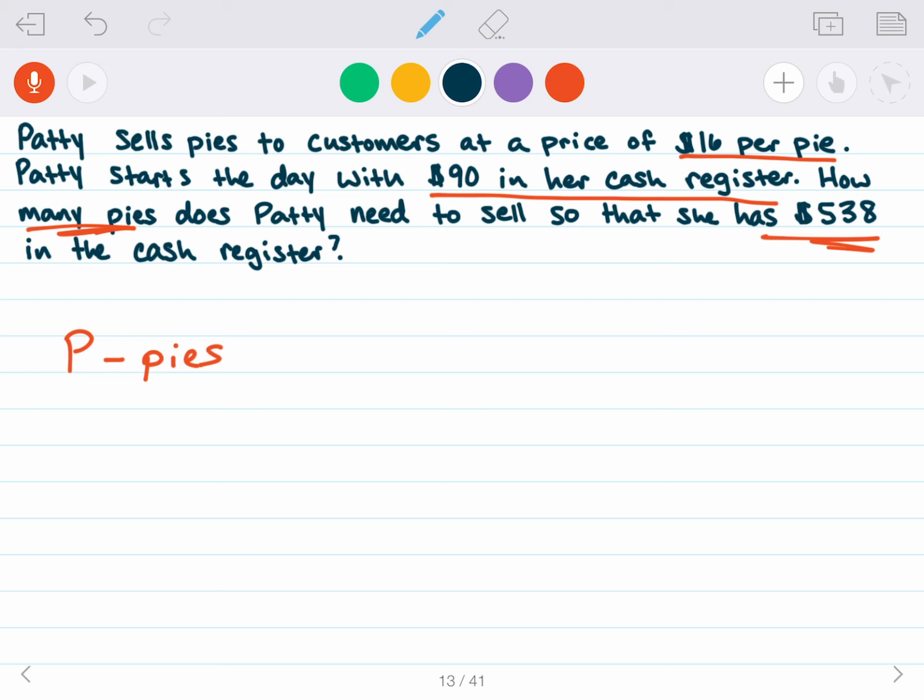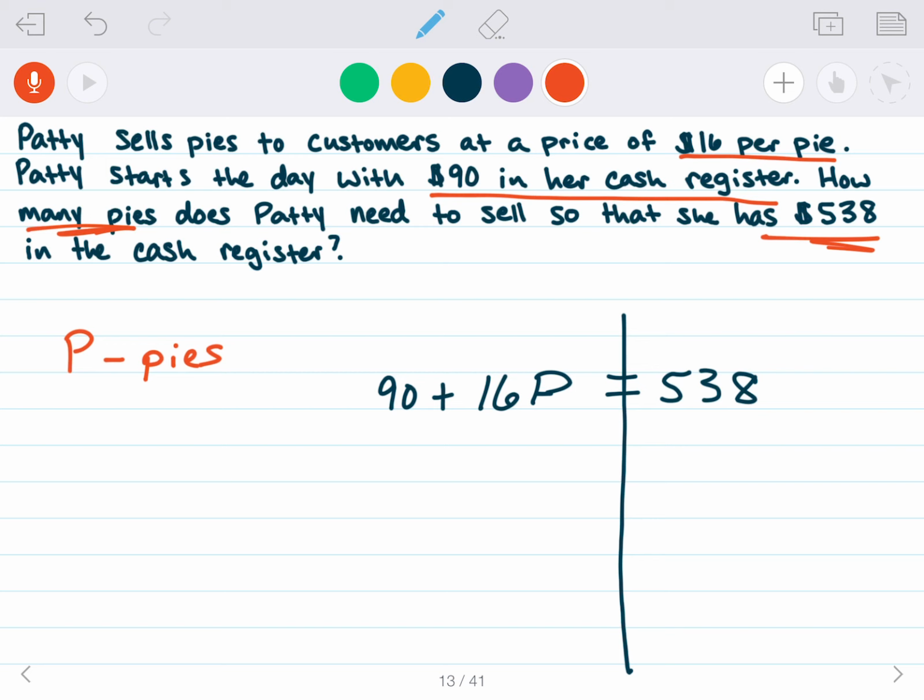So she starts the day with 90 bucks in her cash register, and then adding onto it is how many pies she sells times 16. Right, because she's selling the pies for $16 a piece. So adding on to it 16 times the number of pies she sells, and she wants that to equal $538 at the end of the day. So let's go ahead and solve for P, the amount of pies.